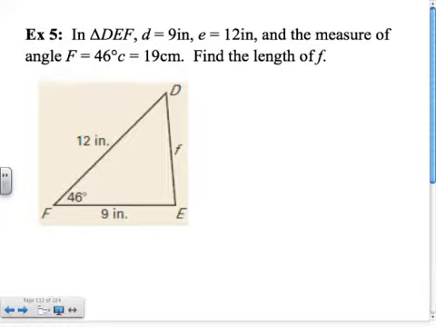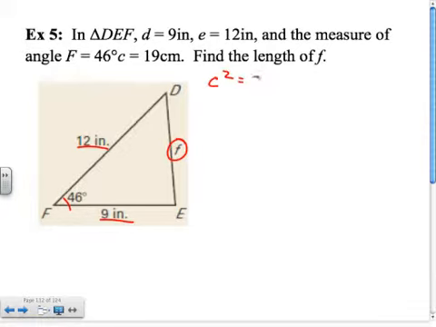Okay, we're going to do this one here. All of you should be paying attention to this one. It says find the length of f. Well, again, it's not a right triangle, so I can't use SOHCAHTOA. I have side angle side, right? Side angle side. So that tells me to use the law of cosines.